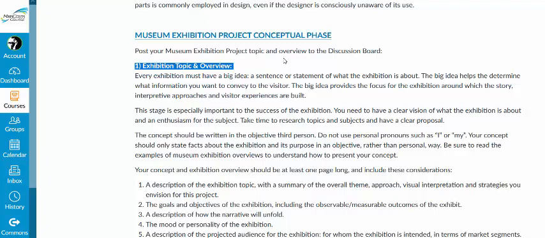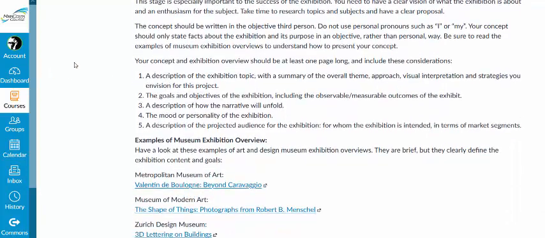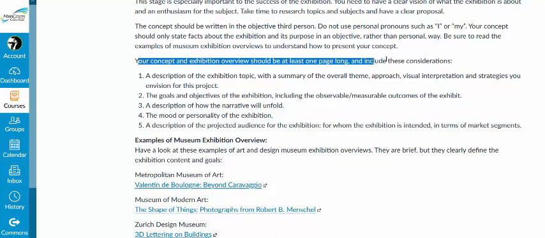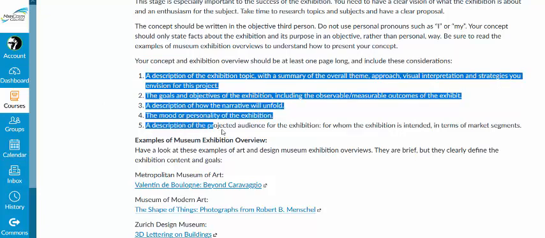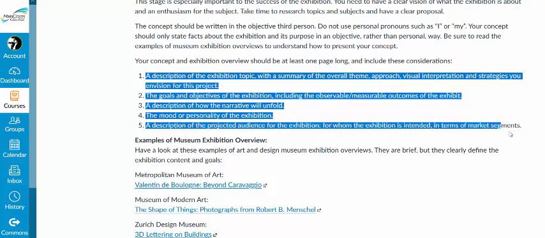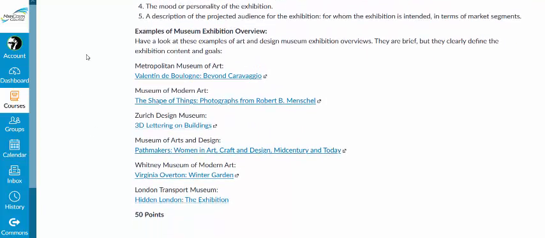Your topic can be on any topic of graphic design. You can choose something that you like in the textbook or come up with an idea of your own. Your concept doesn't need to be long, but it should be at least one page, and it should include these considerations. Be sure to have a look at the examples of museum exhibition overviews that I've provided from various museums.